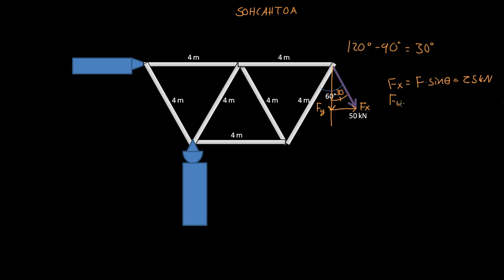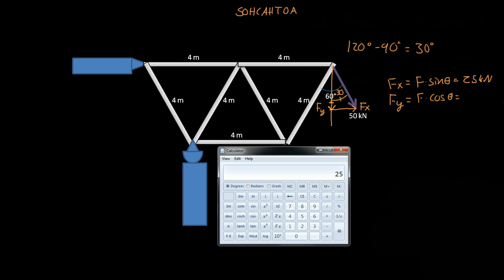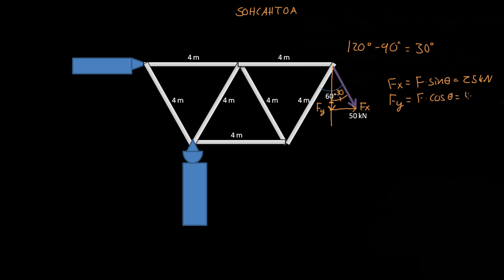And now we're going to find the y component. So we want this side, the adjacent. That would be the force times the cosine of the angle, which is the cosine of 30 degrees times the force, 50 kilonewtons, equal to 43.3 kilonewtons. And I always like to check myself.